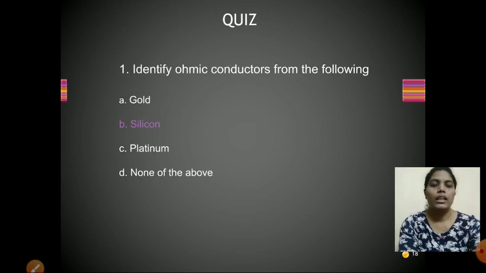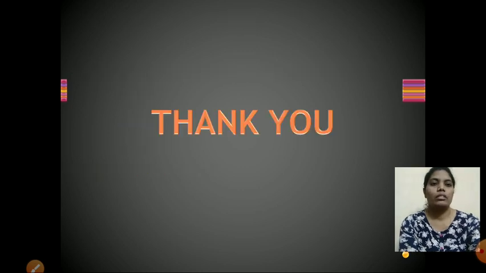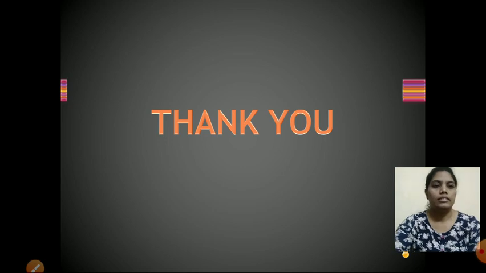So this is what we learned in this session. Here the answer is indicated as silicon, but it is gold and platinum. So this is about ohmic and non-ohmic conductors and temperature dependence of resistance.